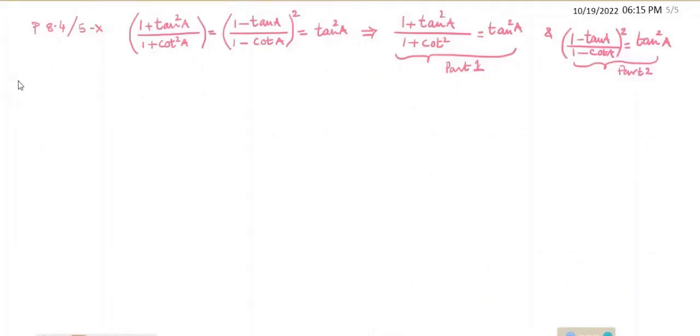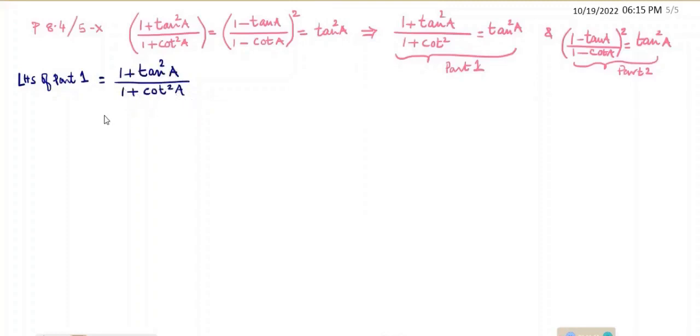We move on to the next problem. In this problem, we have three parts instead of usual two parts. We will prove first part equal to third part and then second part equal to third part. Let us start with first part being equal to third part.